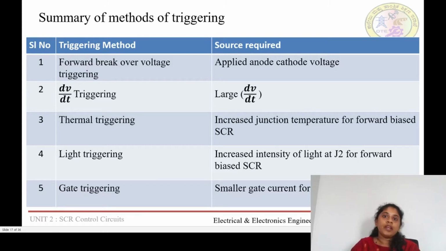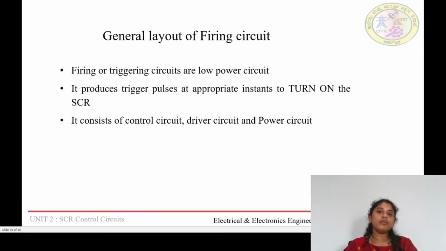The main point to be observed in gate triggering is, it needs lower voltage compared to the rated breakover voltage to turn on an SCR. This is the most preferred method because it requires lower voltage to turn on an SCR. Now let's move on to the general layout of the firing circuit.